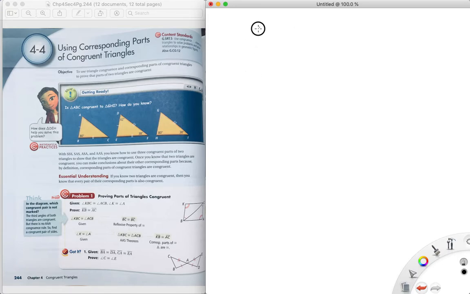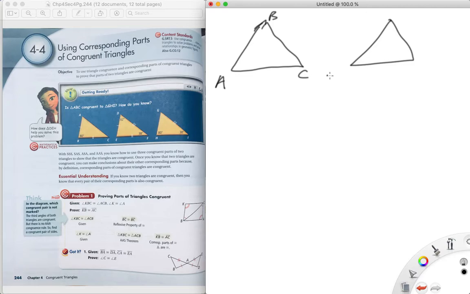For example, let's say I have two triangles, and with these two triangles I have enough information to prove them congruent. So let's say they're congruent because of side, angle, side. Triangle ABC is congruent to triangle DEF because of side, angle, side.